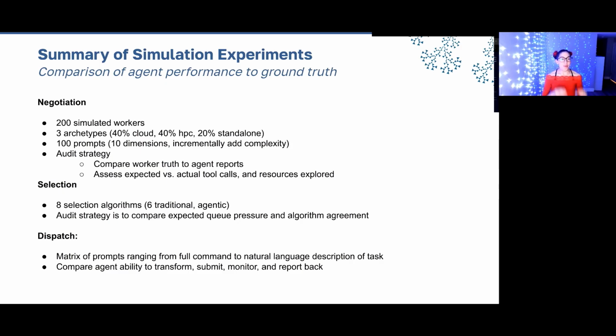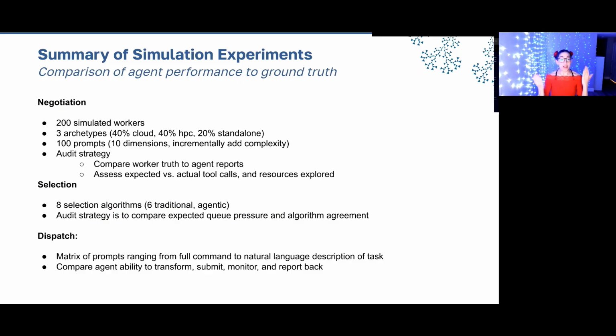We also had programmatically generated prompts on 10 different dimensions that would range in incrementality and in complexity. Then we also had an audit strategy so that we could run the negotiation and then very carefully look at the entire result that we got back. We could compare what the worker reported was its truth to the actual state, because remember, we're running a worker, a server, that knows the exact truth of what it has.